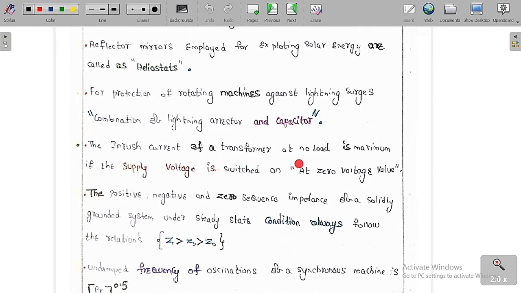The inrush current of a transformer at no load is maximum if the supply voltage is switched on at zero voltage value.